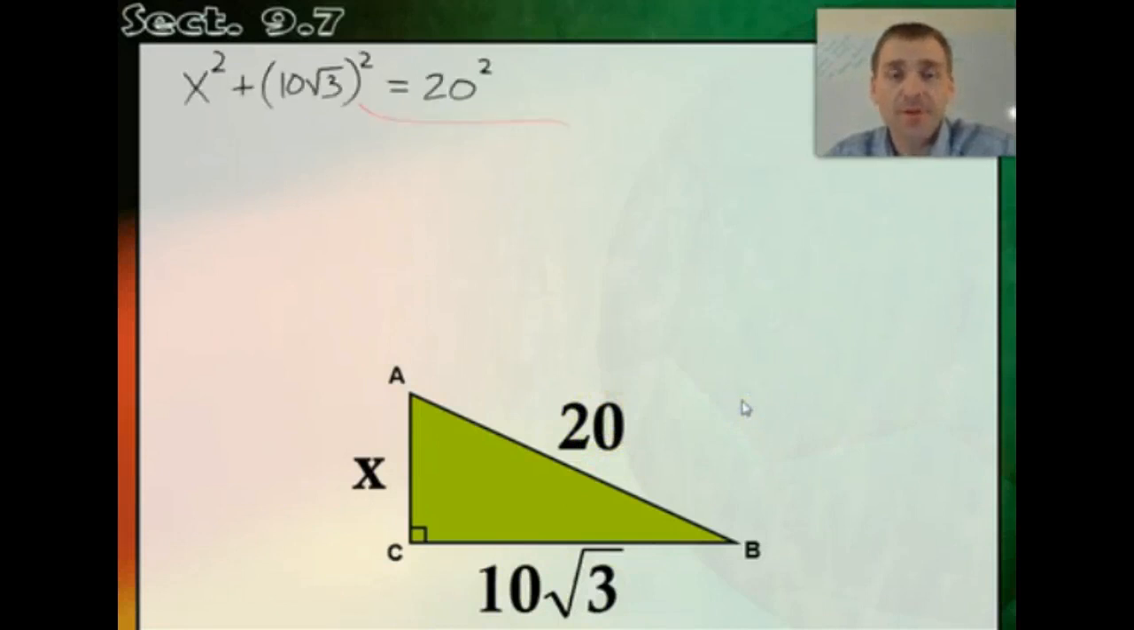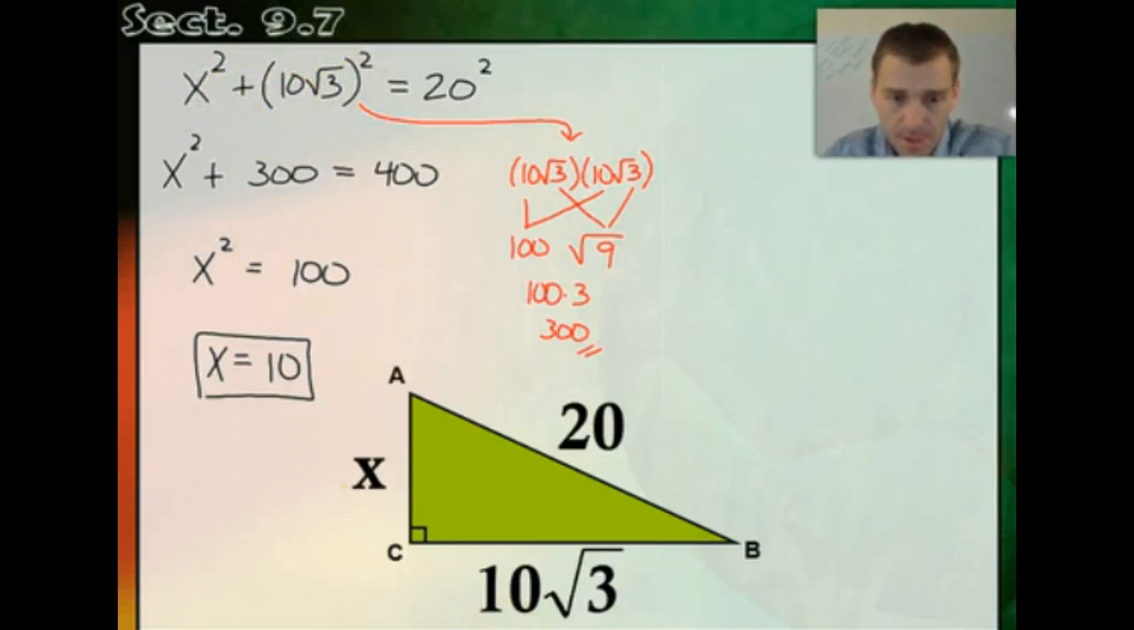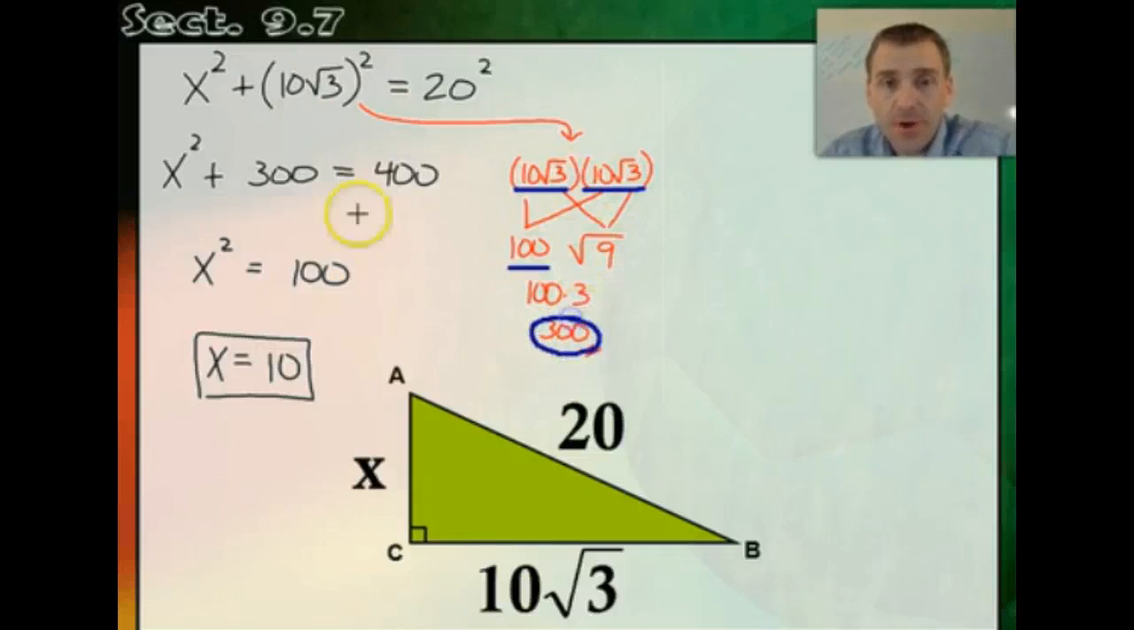But you can use the Pythagorean theorem, and you can take the 20 and put it in for the c squared. You can put the 10 root 3 in there for one leg, and x is the other leg. So by solving this, as you see, 10 root 3 squared over here, I did that for you. It's the same as 10 root 3 times 10 root 3, and that means you take 10 times 10 and you get 100. Root 3 times root 3 is the same as the square root of 9, which is just 3, which means this whole thing right here is 300.